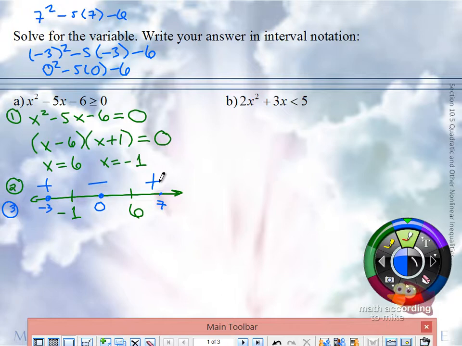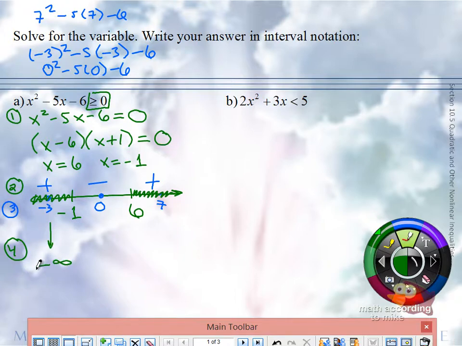Step 4. The solution is all sections that agree with the inequality. Our inequality is greater than or equal to 0. Greater than or equal to 0, does that mean we want the positives or the negatives? Positives. So that's this section here. And this section here. How far left does the first section go? Negative infinity.